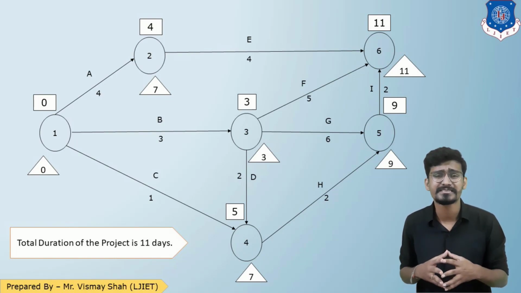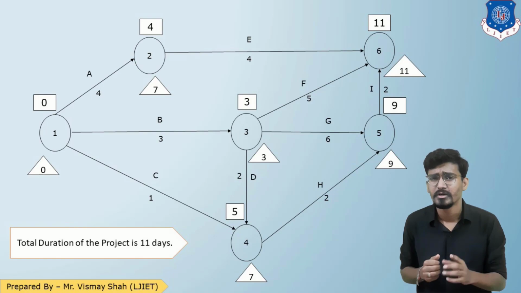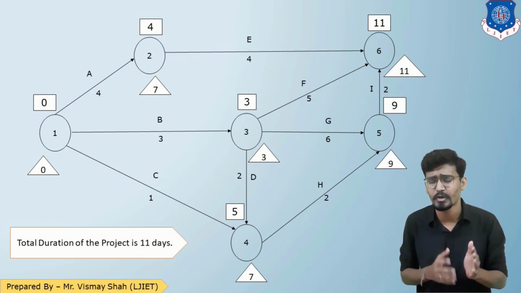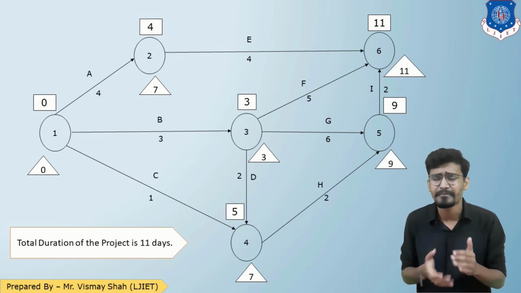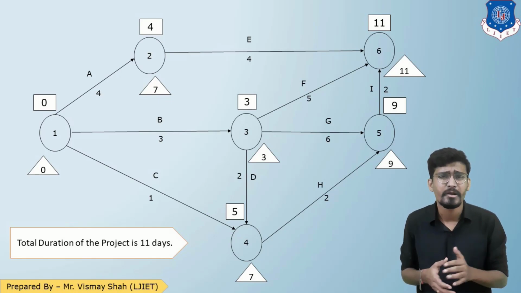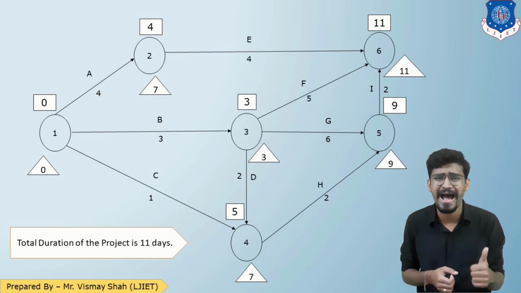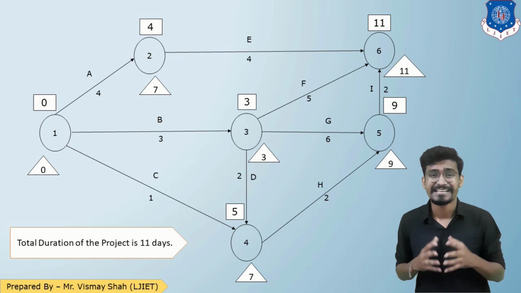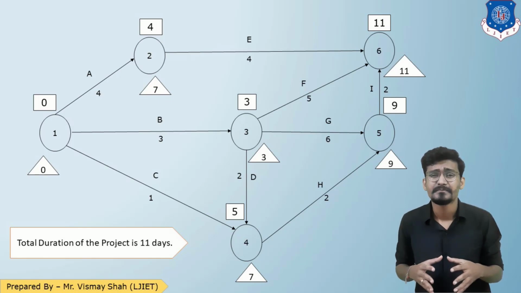Now, students, that was only one question: what is the total duration of the project? But now, let me tell you, what if there were 2 other questions? First, what is the critical path of the network? Second, prepare the table of floats.